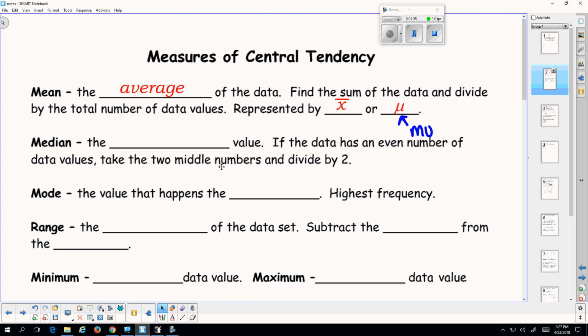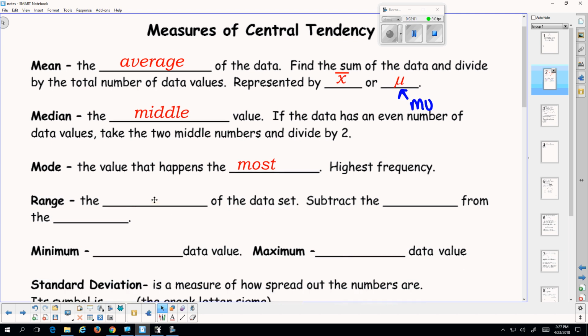Okay. The median is the middle value. So basically you order the data from least to greatest and then find the middle value. If there's an even number of data values, just take the 2 middle numbers, because there will be 2 middle numbers, and add them up and divide by 2. The mode is the value that happens the most, so it's the highest frequency.